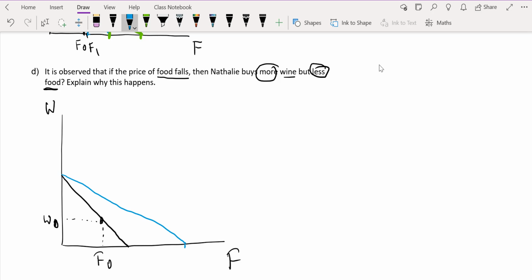And with this fall in the price of food, Natalie will, interestingly, consume more wine, not food. So that's interesting. We will ultimately be somewhere here. So she will be there, I should say. So this is her new optimal point. At this point, there will be more wine, but less food.